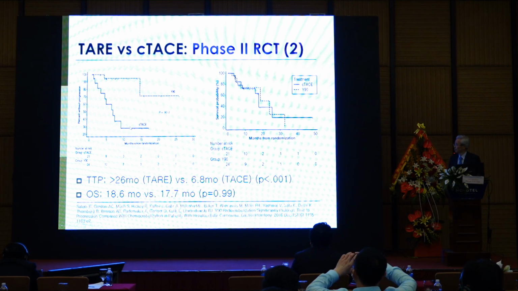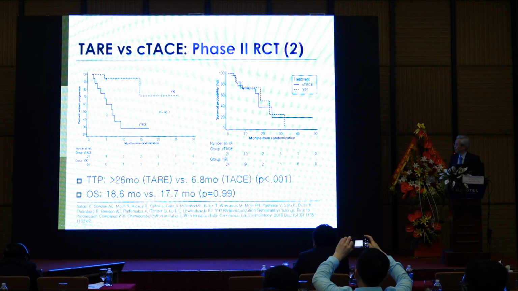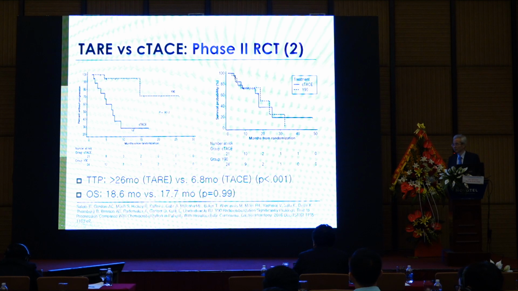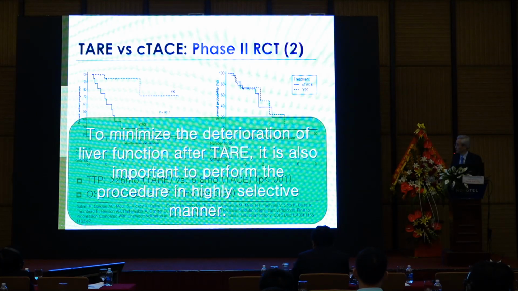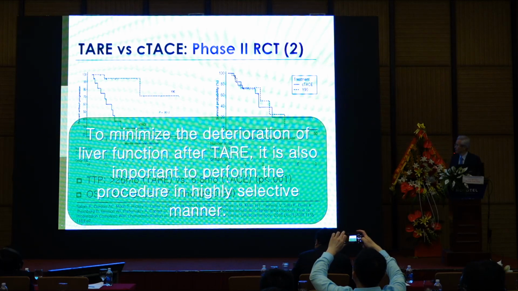With conventional TACE, most of the tumors recurred, but I cannot believe why the outcome of conventional TACE is so bad. But if you look at the long-term survival, it is exactly the same. How can we explain that time to progression is much better in radioembolization, but survival is the same? I believe it is caused by the non-selective procedure and more liver damage in radioembolization. So to minimize the deterioration of liver function after radioembolization, it is also very important to perform the procedure in a highly selective fashion.